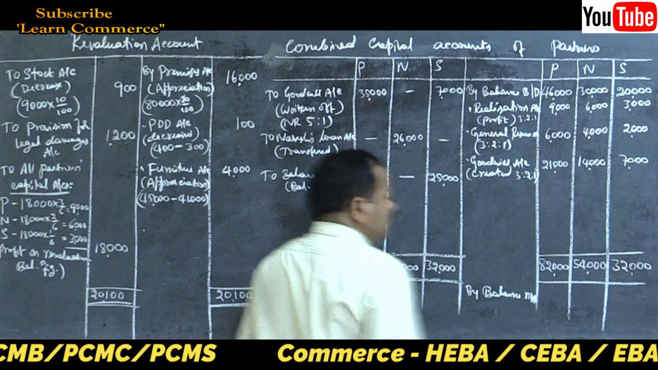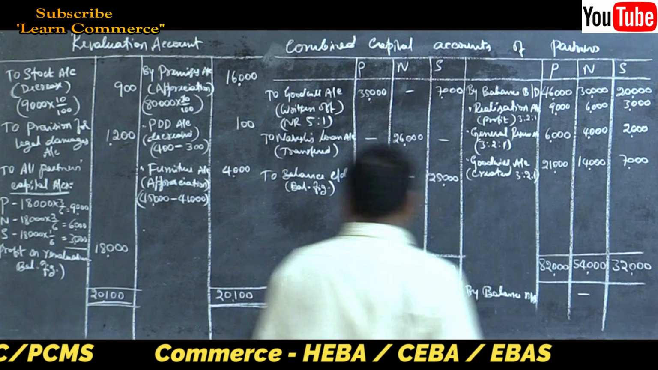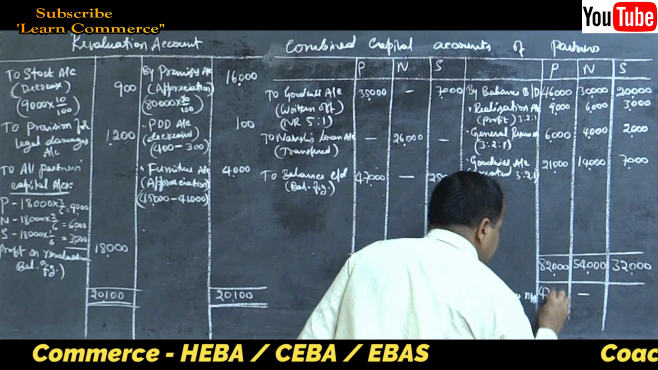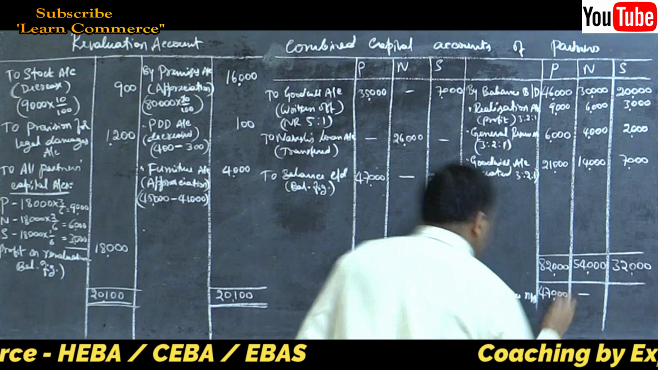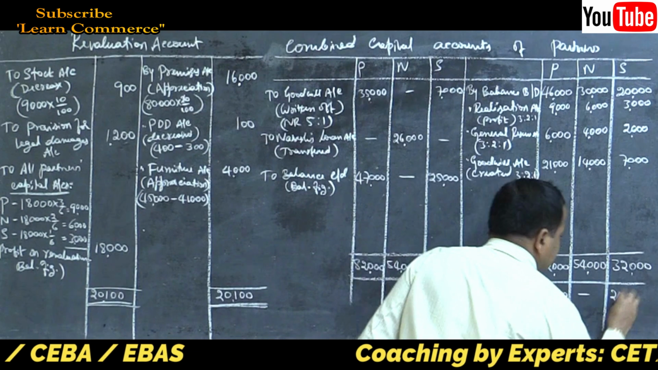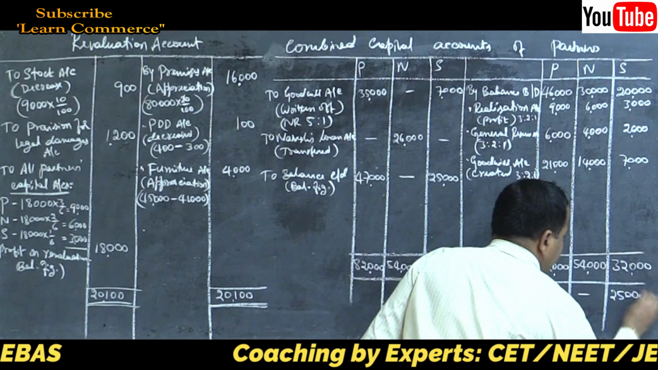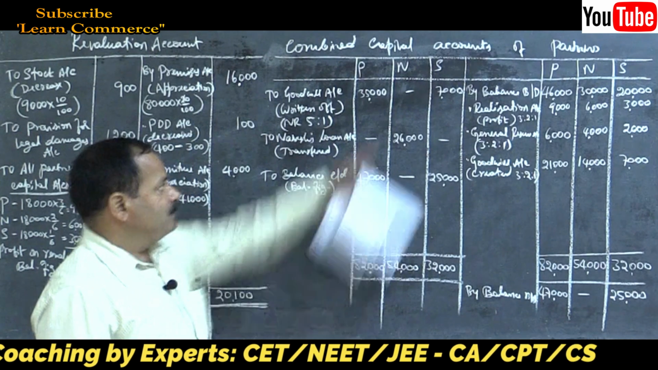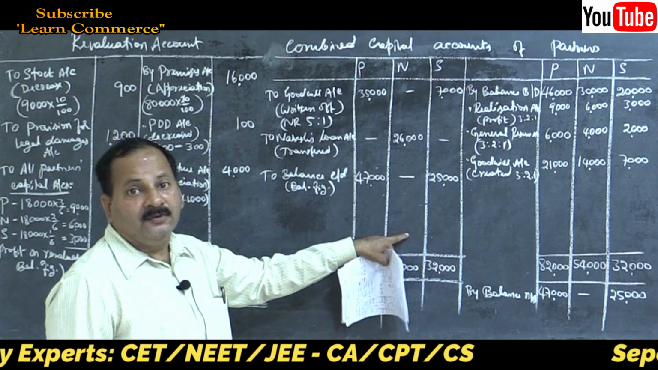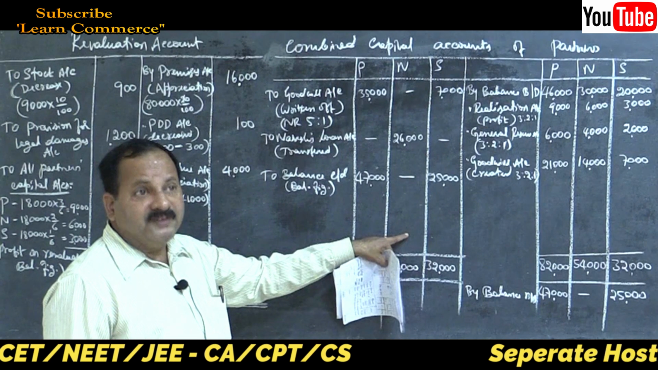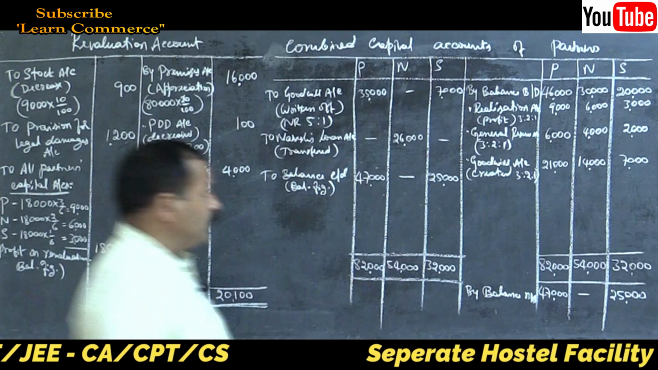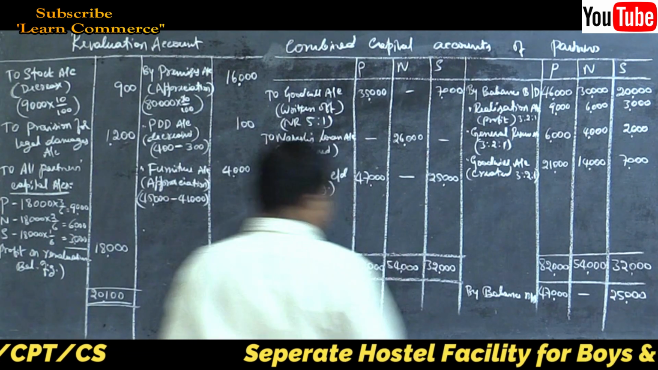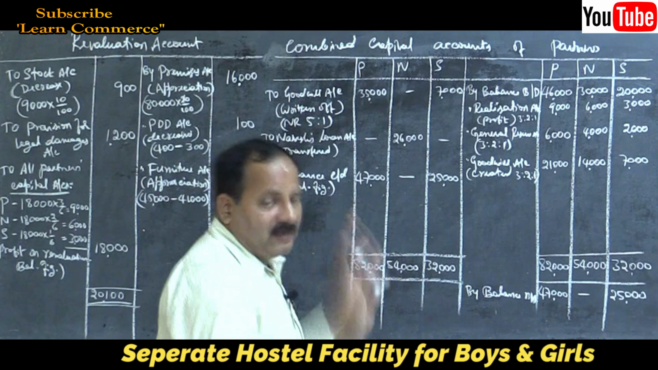This is the balance of the continuing partners' capital accounts. So 47,000, then 25,000. This is done, but this part is pending now. The retiring partner's capital account is pending. Let us conclude that. So, what is the difference? That should be paid through bank.